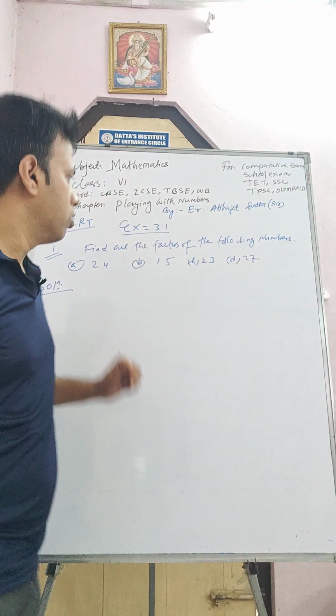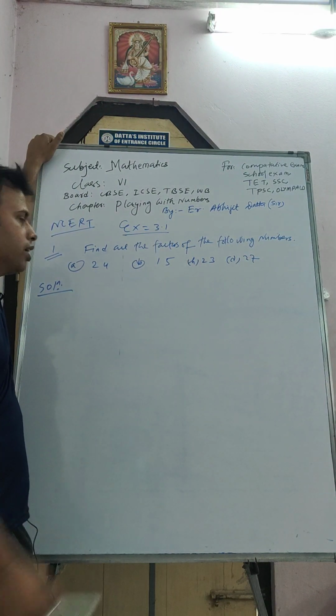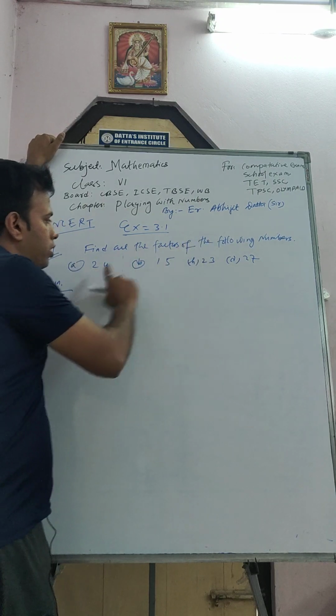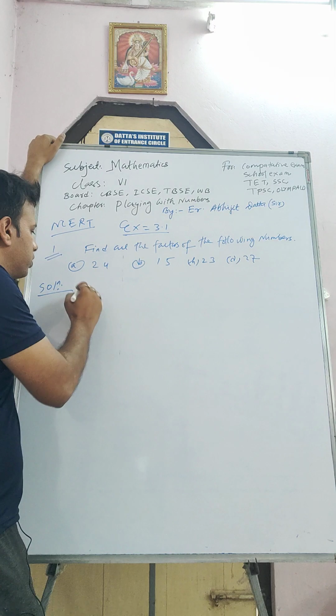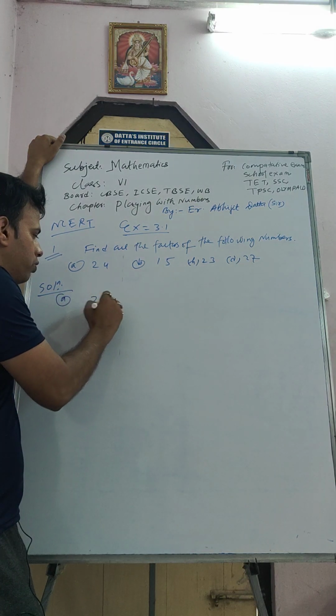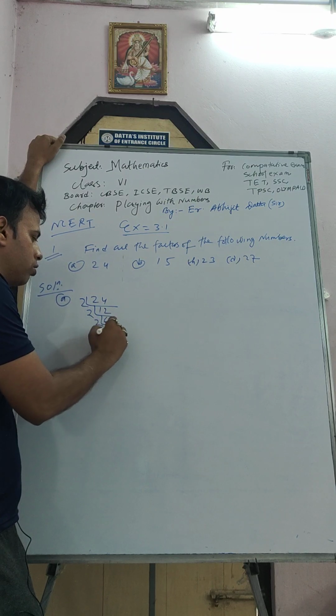Hello students, look at here. I take exercise 3.1 from NCERT. Find out the factors of the following numbers: 24, 15, 23, and 27. Now, how can I do this? 24 divided by 2 is 12. If I divide by 2, it will be 6. If I divide by 2, it will be 3.